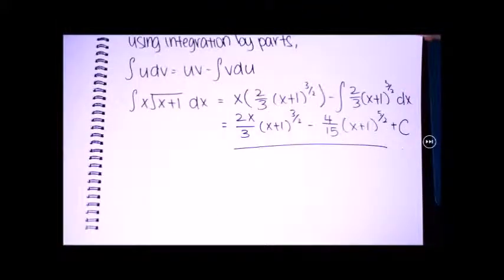Using integration by parts, we know that integration of u dv equals u times v minus integration of v times du. So integration of x times square root of x plus 1 equals x times 2 over 3 times (x plus 1) to the power of 3 over 2 minus integration of 2 over 3 times (x plus 1) to the power of 3 over 2, which equals 2x over 3 times (x plus 1) to the power of 3 over 2 minus 4 over 15 times (x plus 1) to the power of 5 over 2 plus c.